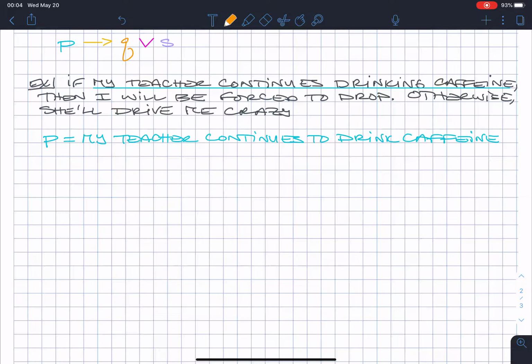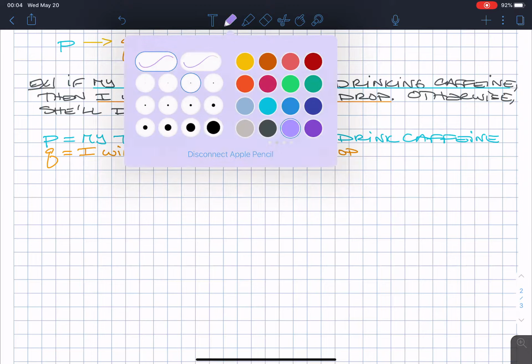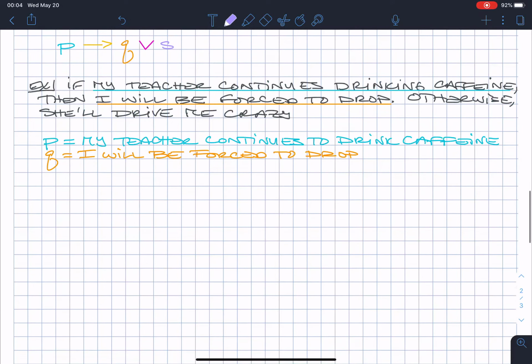Then I will be forced to drop. So either I will be forced to drop or I won't. So this is true or false. So I will be forced to drop. Otherwise, what color did I use for S? Purple. So she'll drive me crazy. So this is my S. She'll drive me crazy.